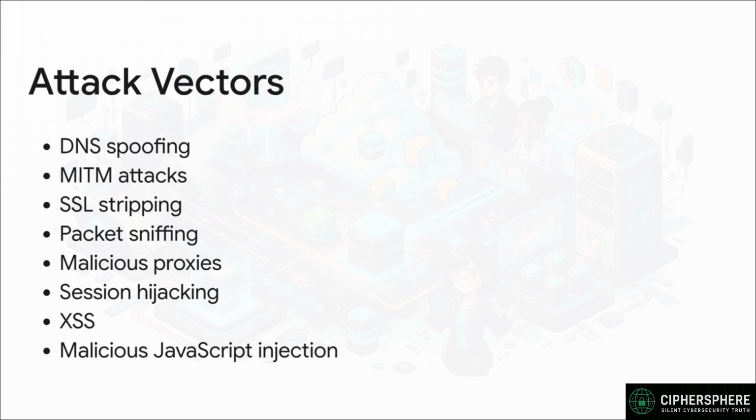Malicious actors use DNS spoofing to send you to completely fake servers. They execute man-in-the-middle attacks or SSL stripping to tear away your cryptographic armor. They use packet sniffing to read exposed data, deploy malicious proxies, hijack secure sessions, and inject malicious JavaScript or cross-site scripting payloads directly into the code you render. It is a constant barrage.